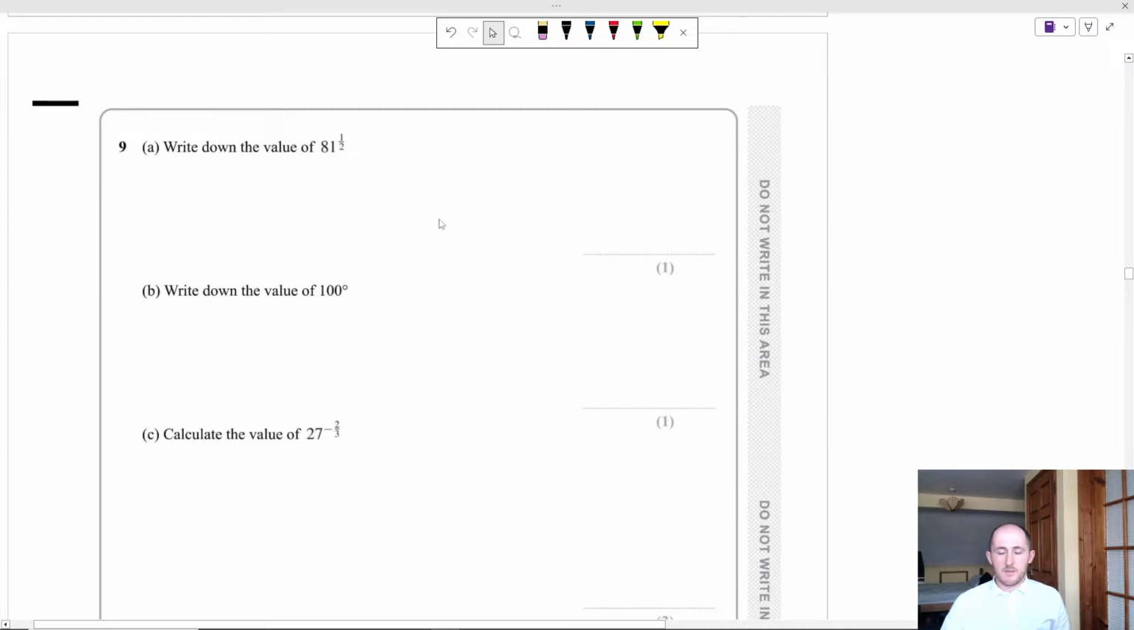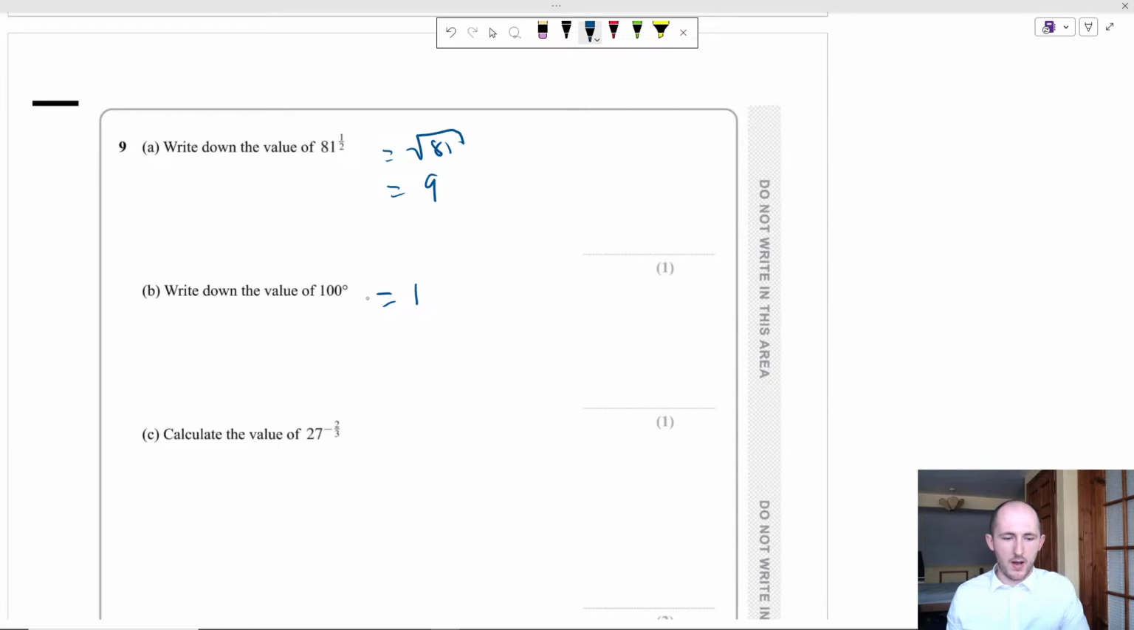Here, just some indices stuff. Hopefully isn't too bad. So they normally break it down into multiple parts and they kind of try and increase the difficulty. So 81 to the power of 1/2 is going to be square root 81, which is just 9. Exactly, Leo. Well done. 100 to the power of 0, well, anything to the power of 0 is always equal to 1. Okay?